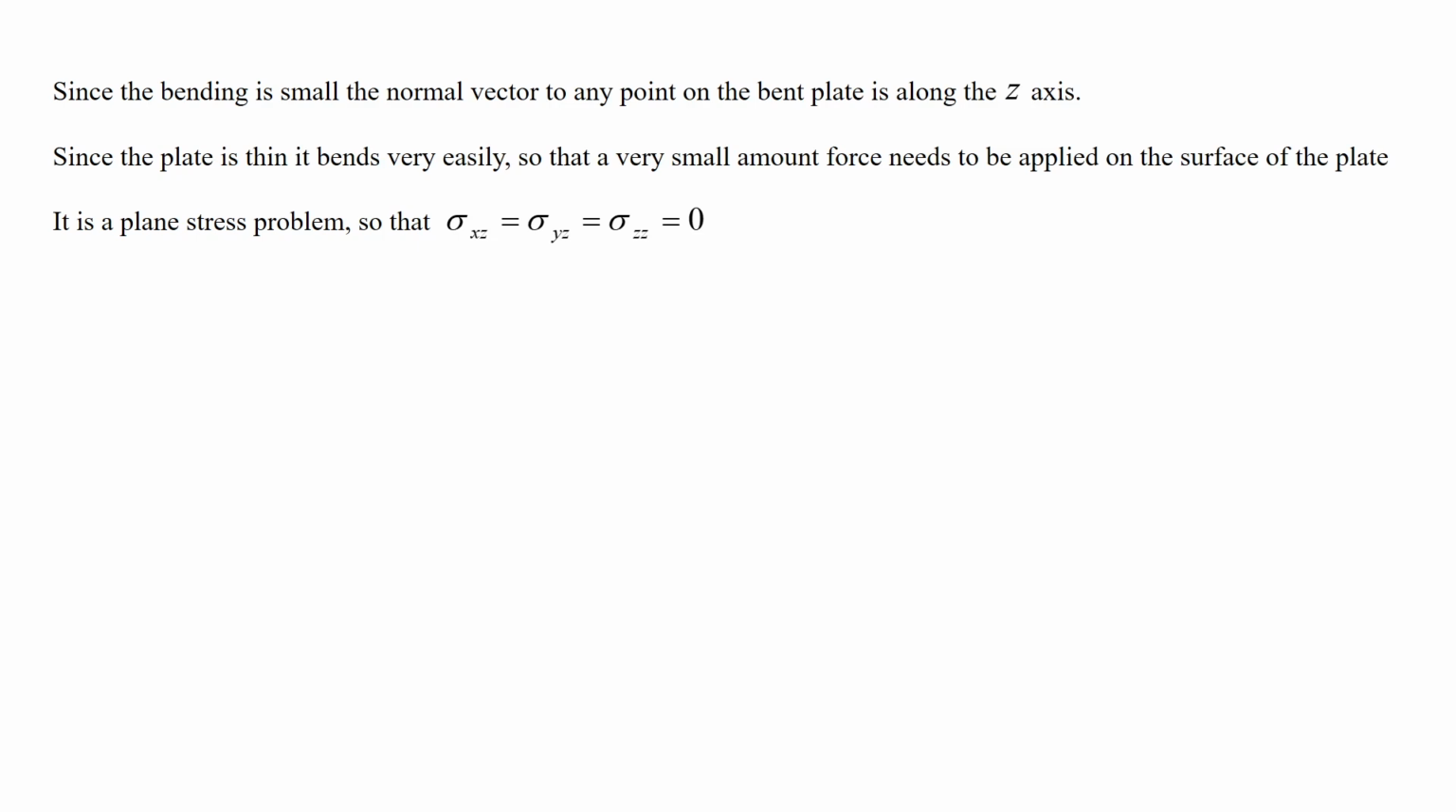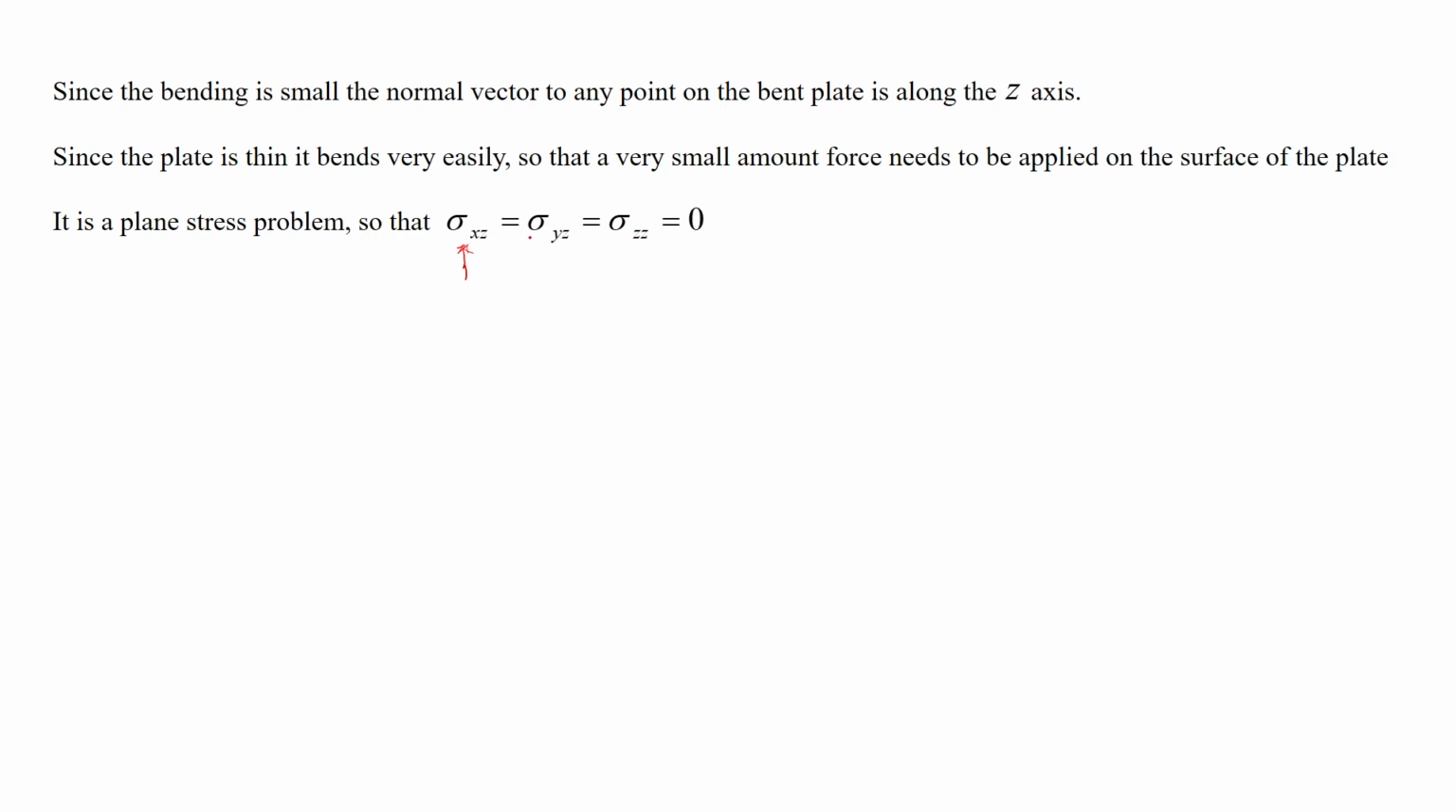So, these stresses which act on the plane that is perpendicular to the z axis are actually equal to 0. This is the stress that acts along the x axis on the plane that is perpendicular to the z axis. This is the stress along the y axis, but acting on the plane perpendicular to the z axis, and sigma zz is the stress that acts along the z axis, on a plane that is perpendicular to the z axis. So, these are all equal to 0.